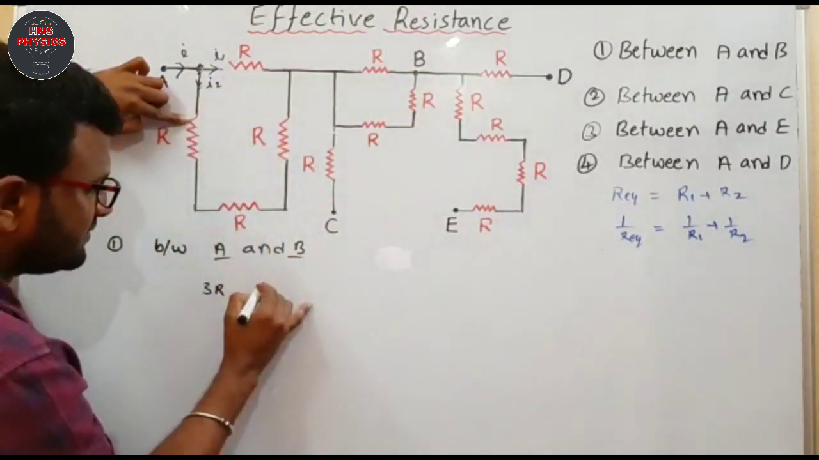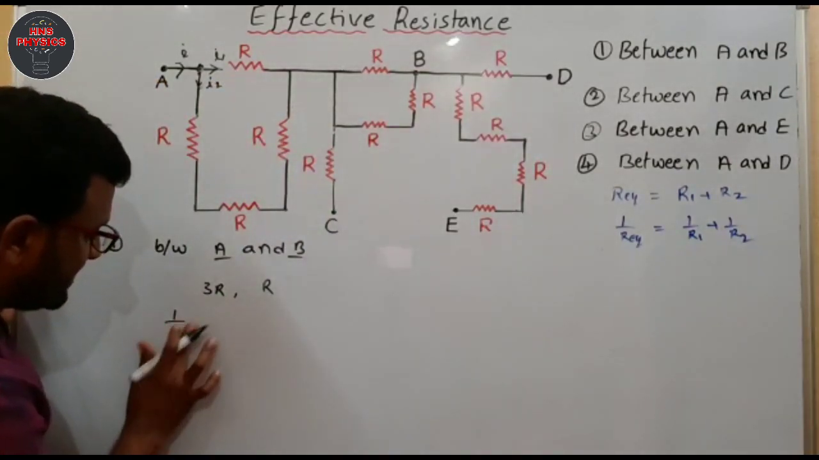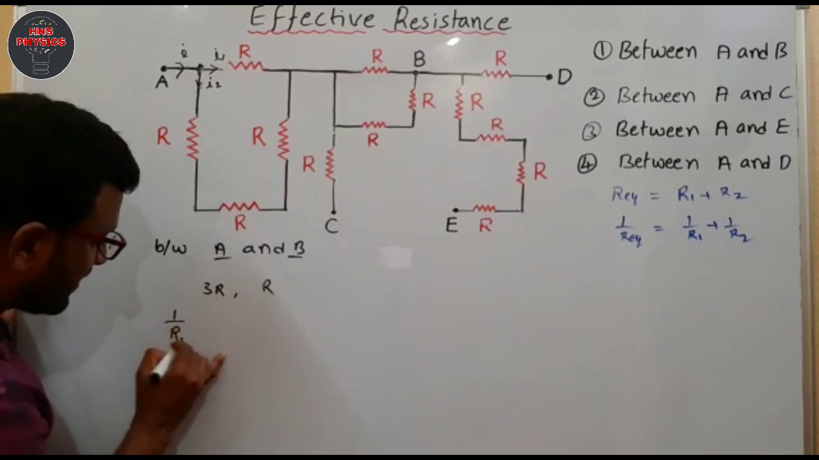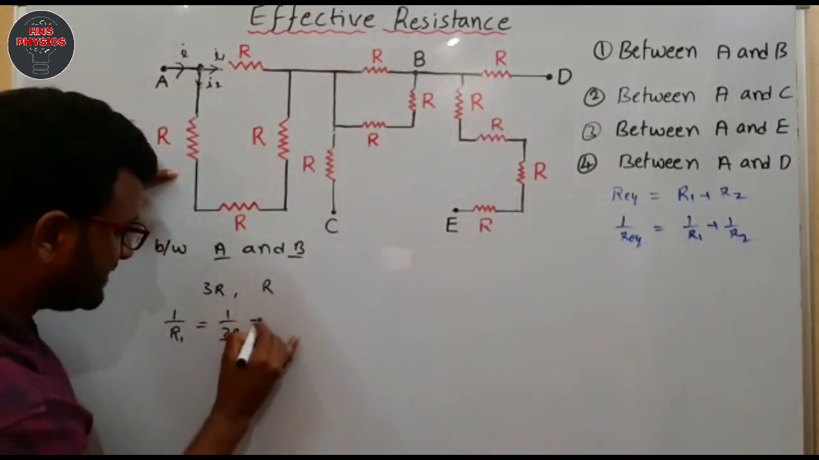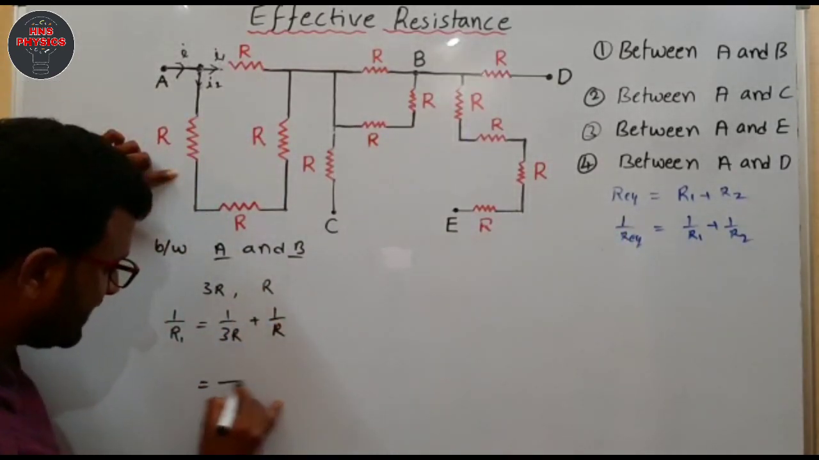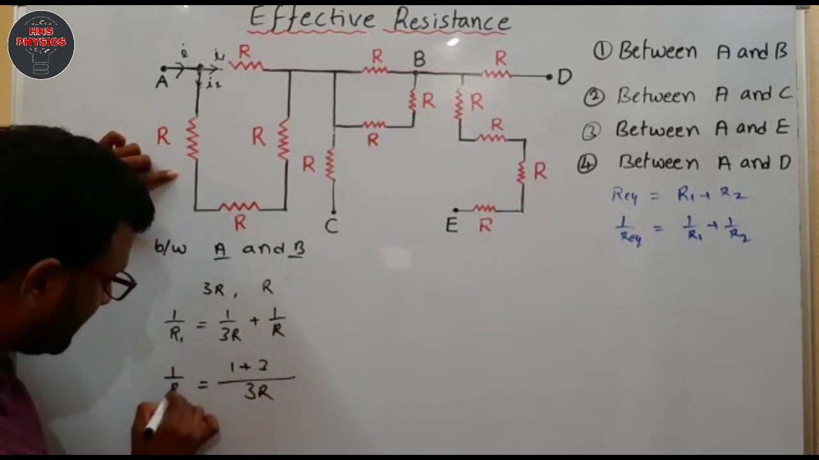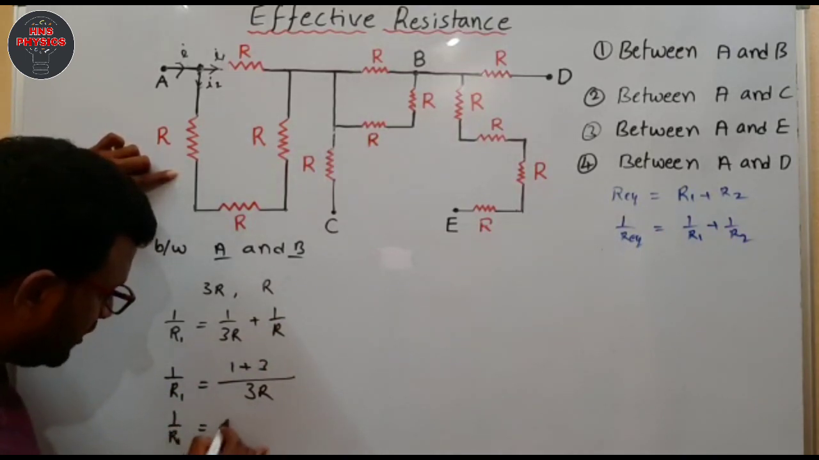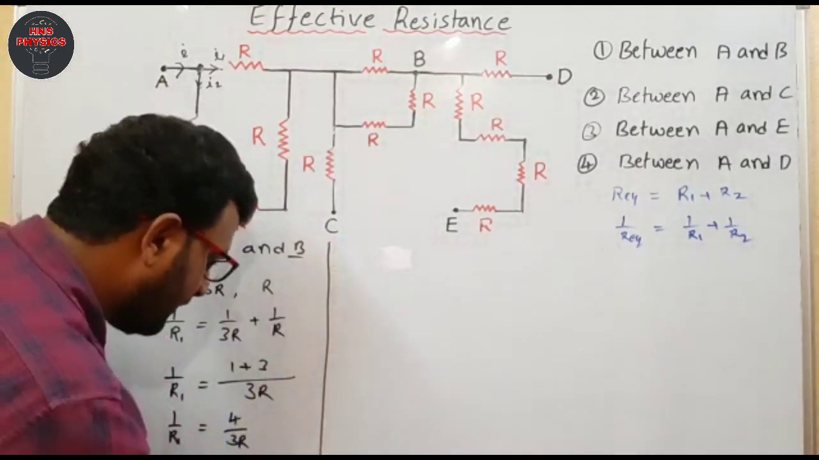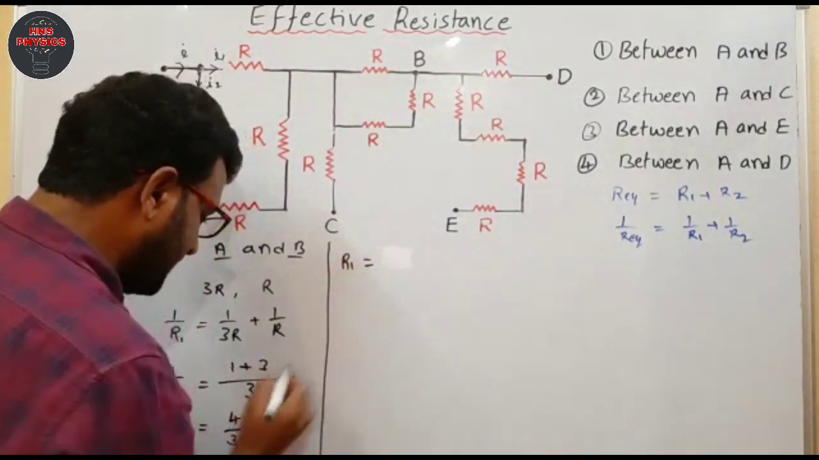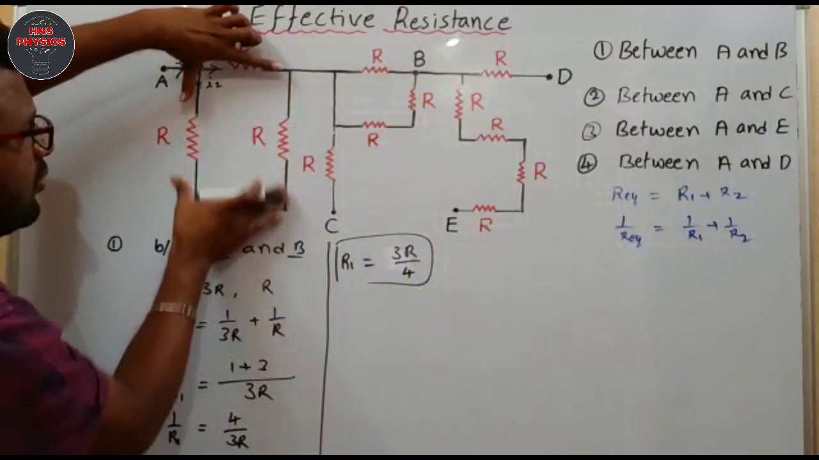So this effective resistance is parallel to this one, which is R. Now we have to find the equivalent resistance. I am going to call that equivalent resistance R1. According to the formula, 1 by R1 equals 1 by 3R plus 1 by R, right? What is the LCM here? 3R is the LCM. So 1 plus 3 over 3R, then 1 by R1 equals 4 by 3R. Then R1 equals 3R by 4. This is the effective resistance of the whole D letter.